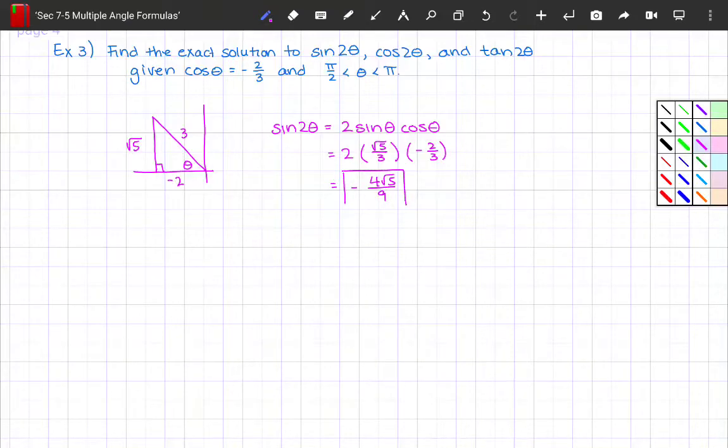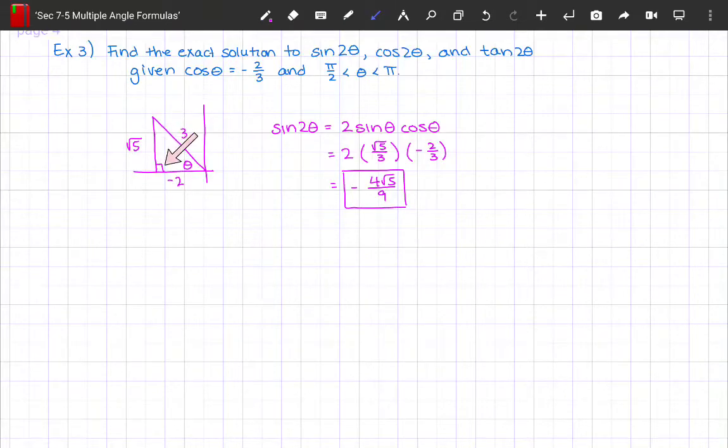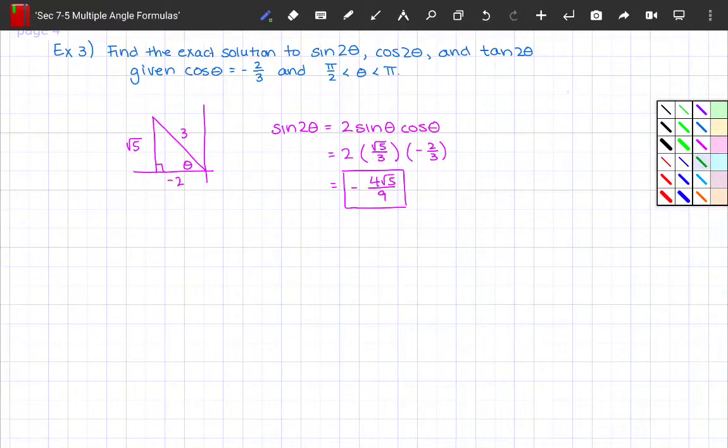I'm confused here. We're in quadrant 2 where sine is positive. Why are we getting a negative answer for sine? Think about that one. Did you figure it out yet? The reason why we're getting a negative answer is because we're taking the sine of 2 theta, not theta. Yes, theta is in quadrant 2, but I'm going to go over here to the side.